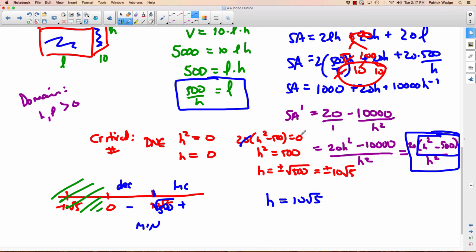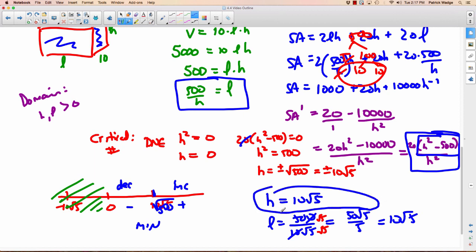We have 500 divided by 10 root 5. If you divide, you can cross off the 10 and the 0, you get 50 over root 5. You want to rationalize the denominator by multiplying top and bottom by root 5. And you're going to get 50 root 5 over 5. And 50 divided by 5 is 10. Hey, you get 10 root 5. So both the height and the length should be 10 root 5. Ugh, what a mess. But height and length both should be 10 root 5.